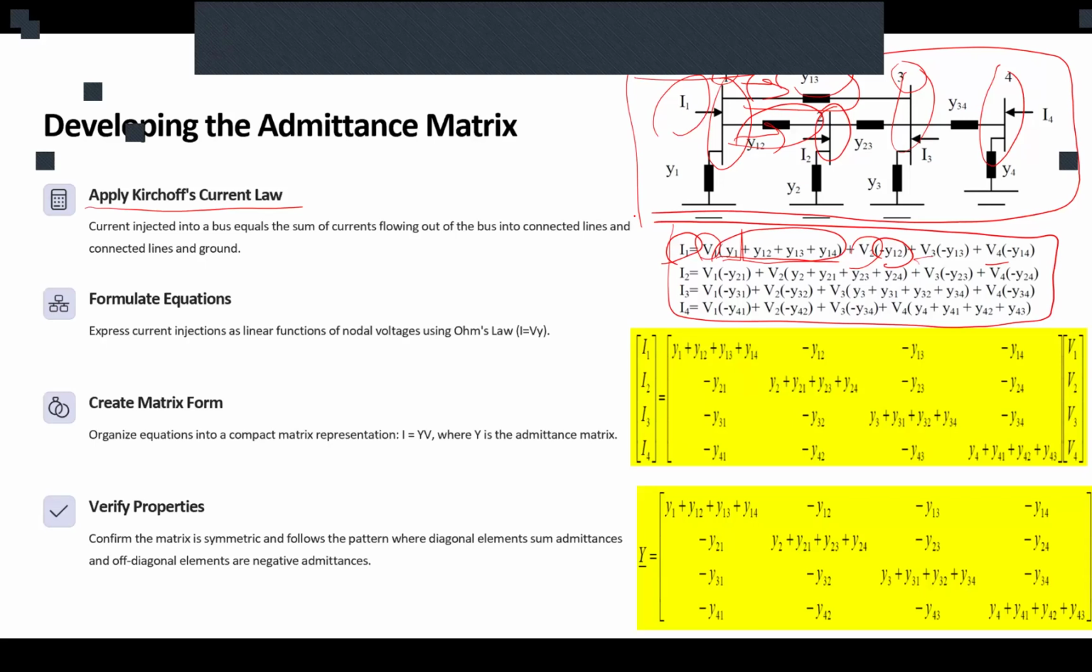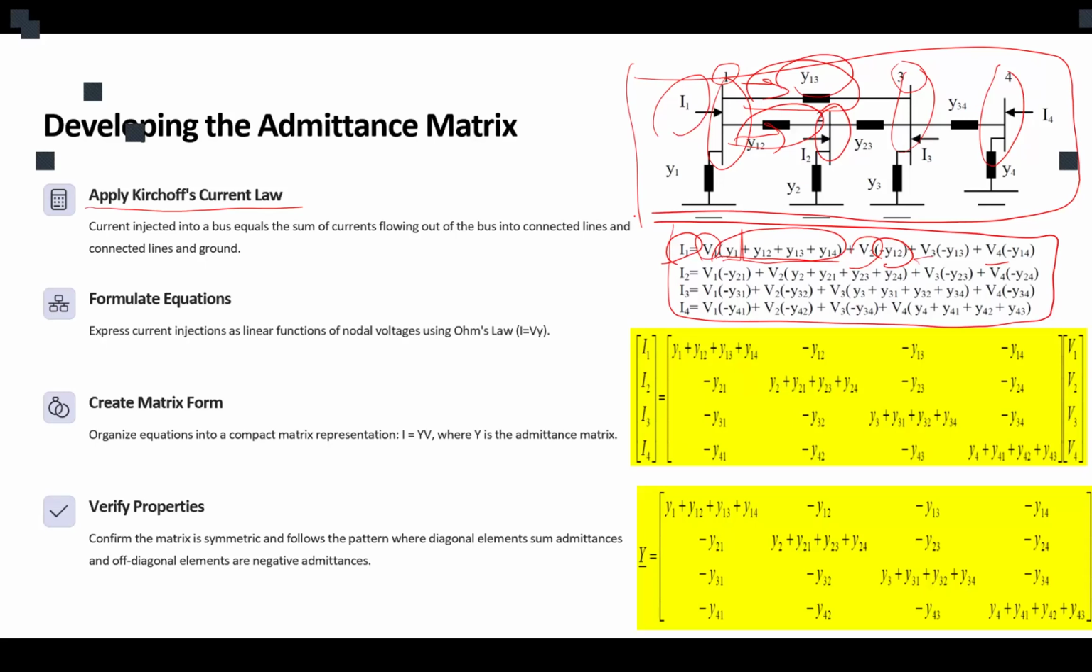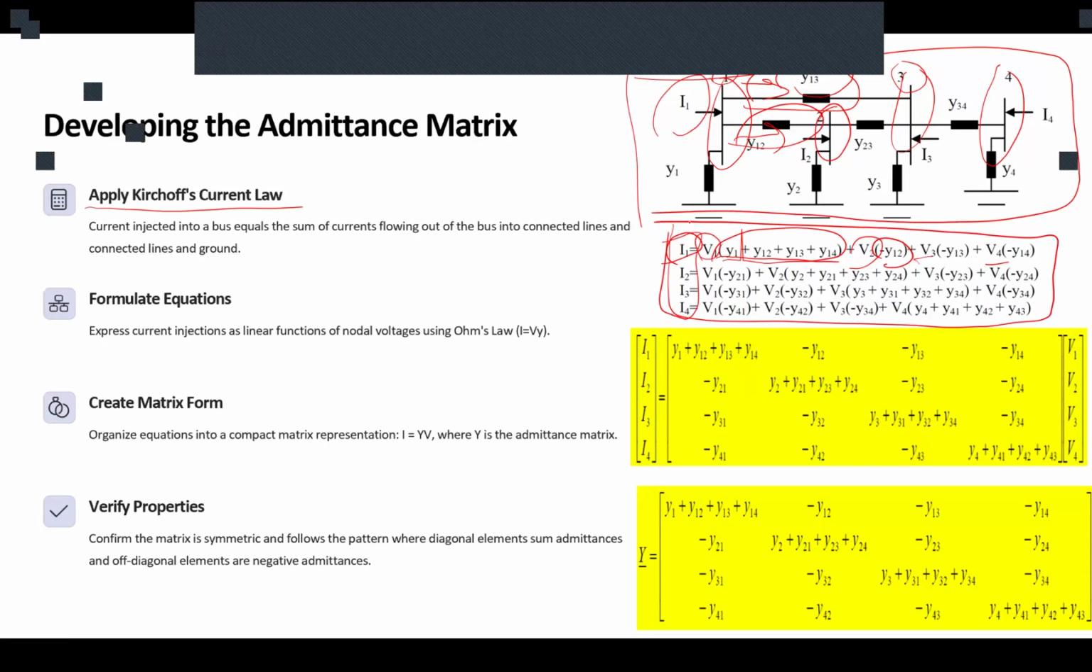We have 4 variables, 4 unknowns. Let's represent it in matrix form. If we want to represent the matrix form, we could represent the currents in a matrix, and it's going to be equal to those coefficients, let's call it coefficients, times our variables.